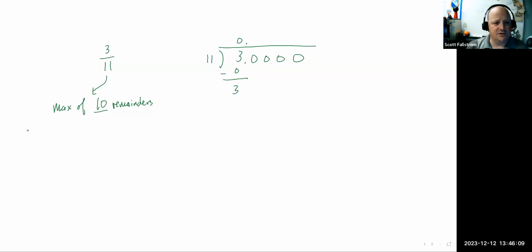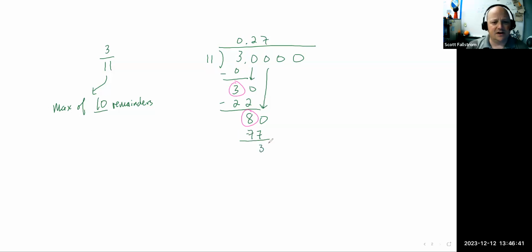What do I do? Circle it. That's my first remainder. Bring down the next number. Bring it down, gives me 30. 11 into 30 goes in 2 times. 2 times 11 is 22. When I subtract, I get 8. Haven't seen 8 before. Keep going. Okay. Oops, go green again. Bring it down. 8. 11 into 80 goes in 7 times. 7 times 11 is 77. And you get a 3.